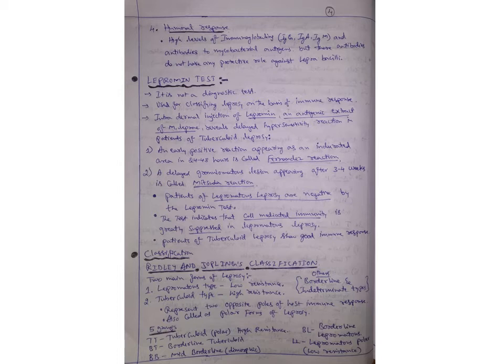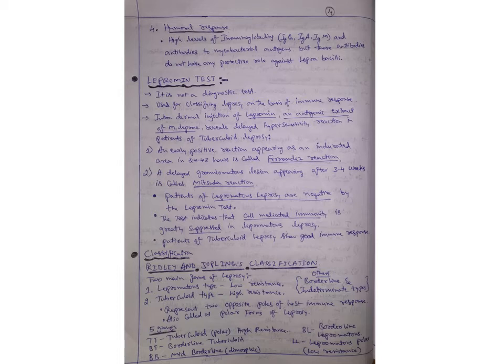Patients of lepromatous leprosy are negative by the lepromin test. The test indicates that cell-mediated immunity is greatly suppressed in lepromatous leprosy, whereas it is not suppressed in tuberculoid leprosy. Patients of tuberculoid leprosy show a good immune response, whereas the immune response will be less in lepromatous leprosy.